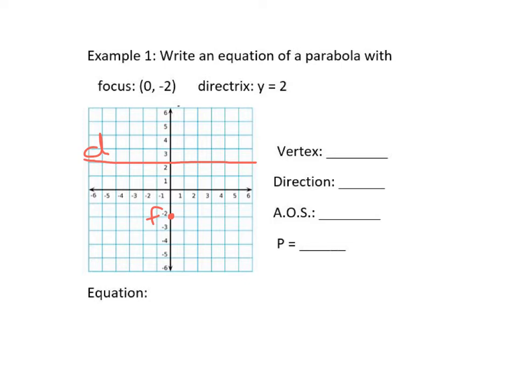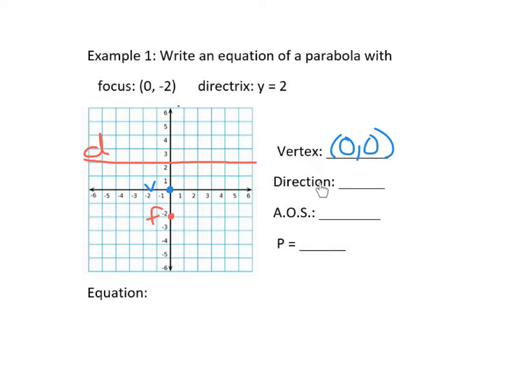So my vertex I know is halfway in between the focus and directrix. So that would place my vertex right here at the origin. I'll label it with a V. So my coordinates for the vertex are (0, 0). Now I can draw a general shape of my parabola.